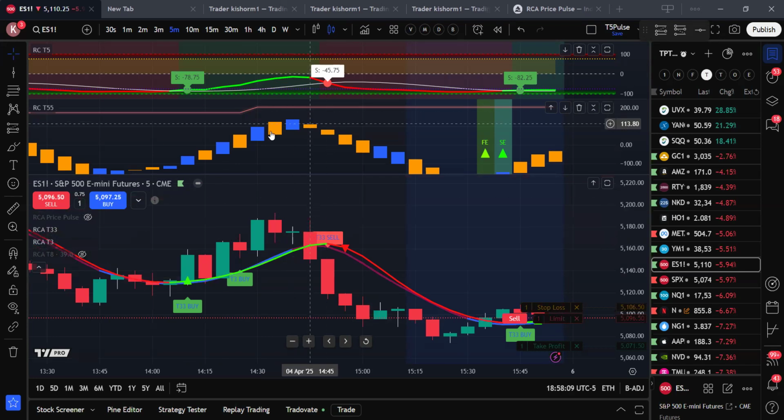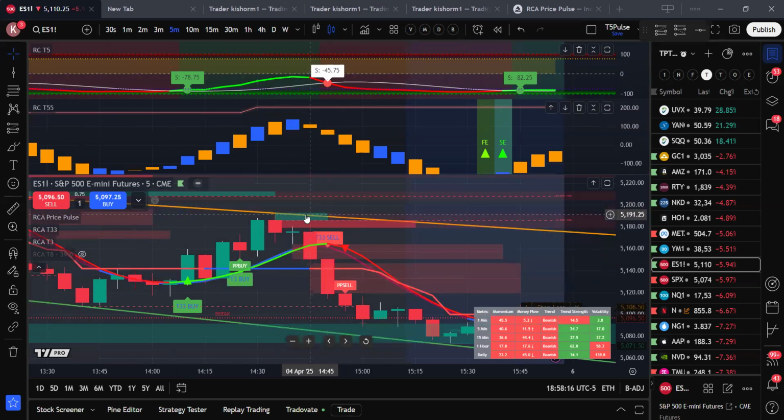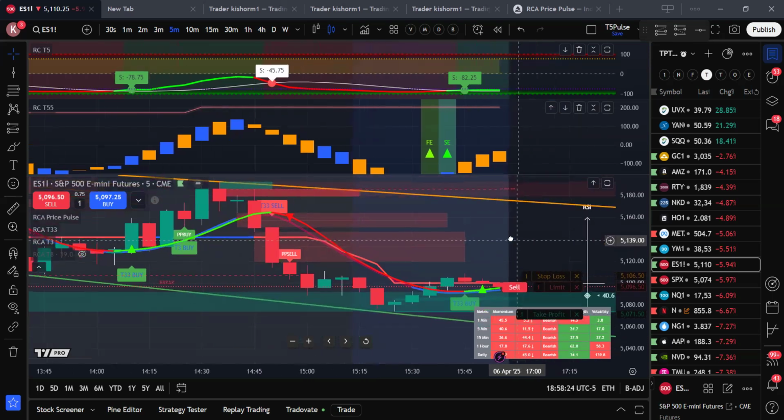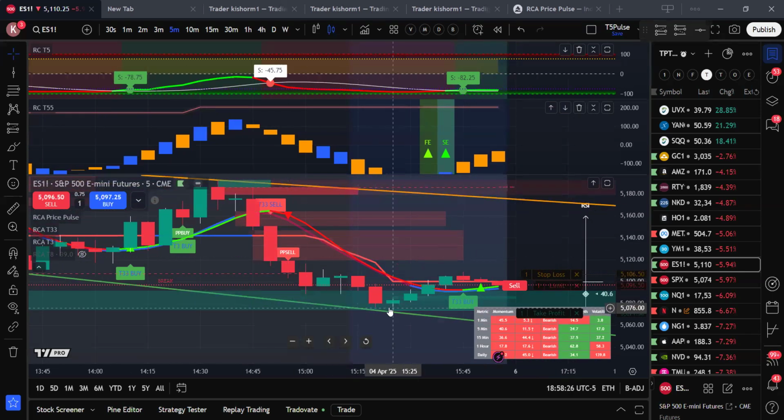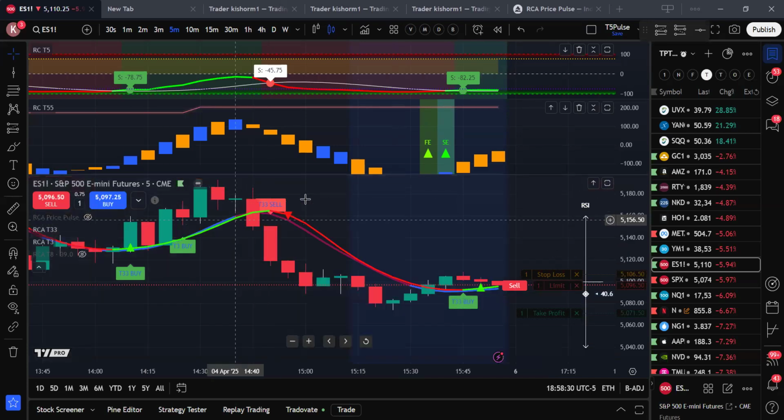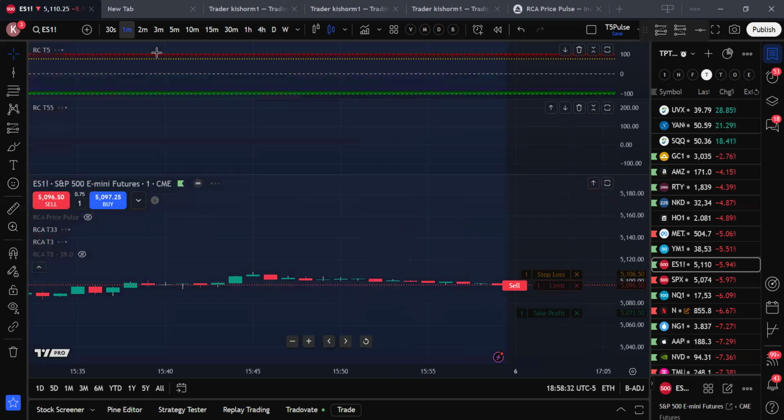Here it went to the top and started dropping. Here it went to the top and started dropping. Here it went to the top, touching the trend line at the top, and started dropping. So you can just take a sell signal and hold the trade until it comes to the bottom. That is one way. Or, now you saw a sell signal, go to 1 minute.